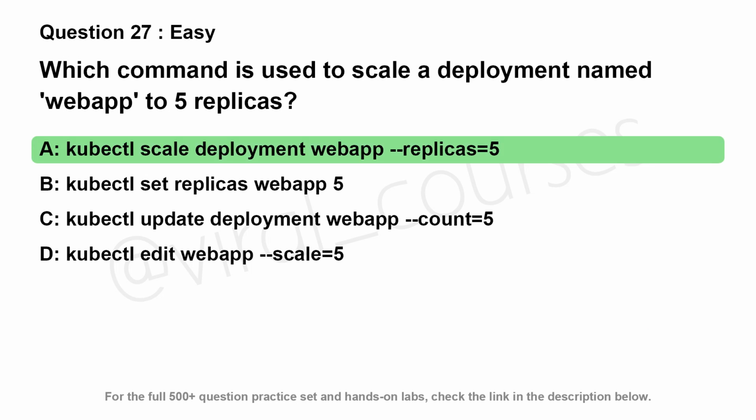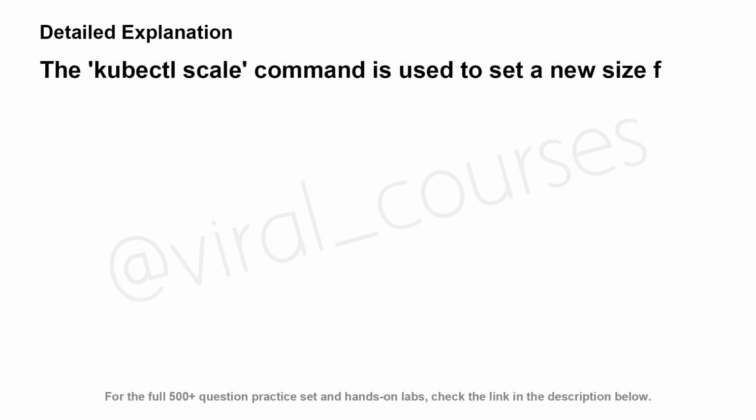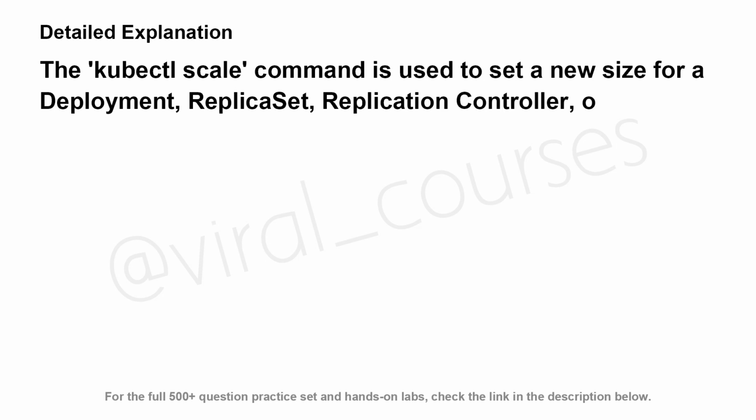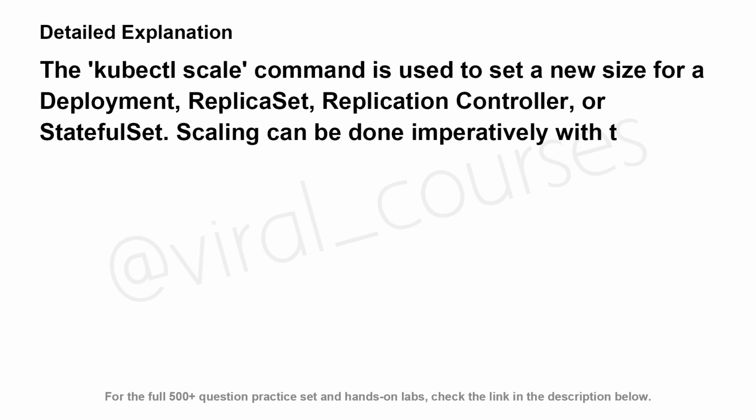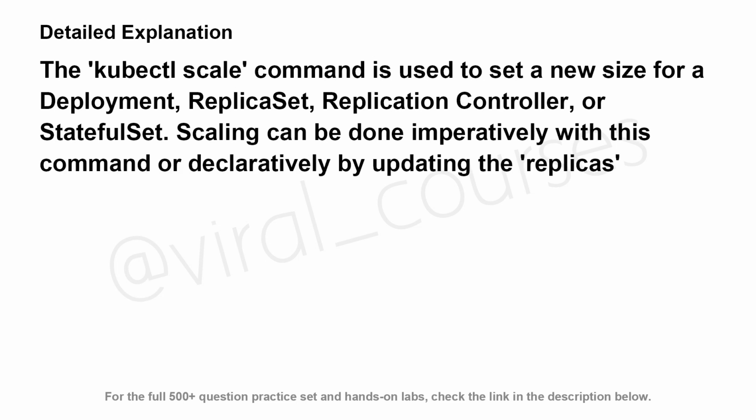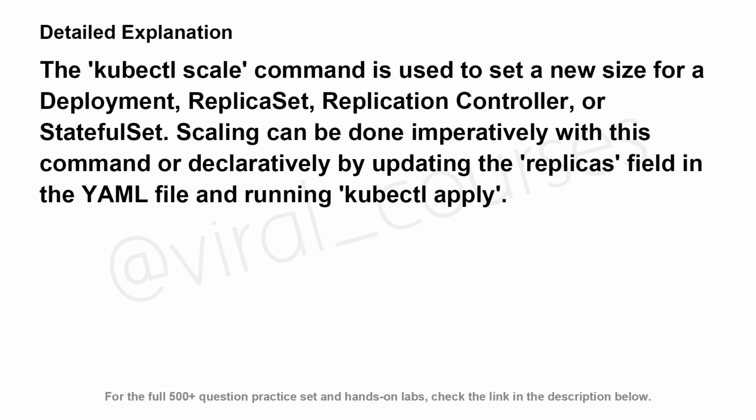The correct answer is A. The kubectl scale command is used to set a new size for a deployment, replica set, replication controller, or stateful set. Scaling can be done imperatively with this command or declaratively by updating the replicas field in the YAML file and running kubectl apply.